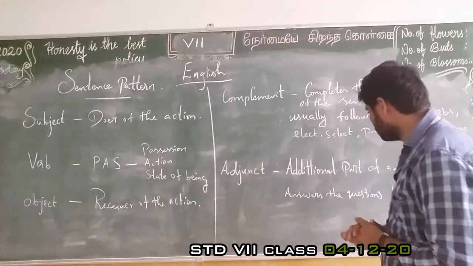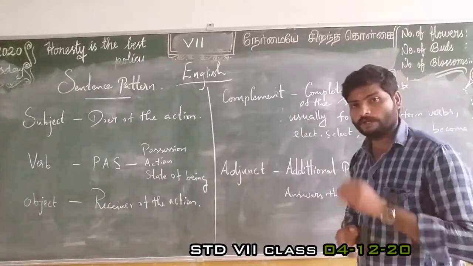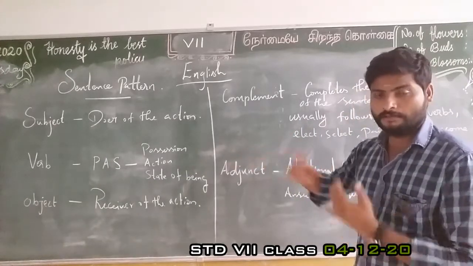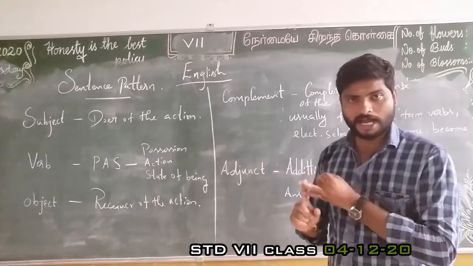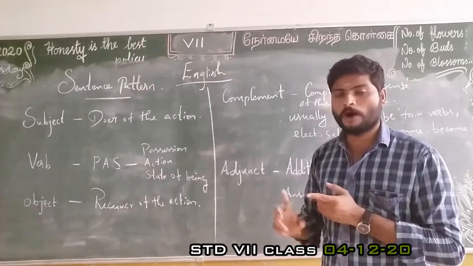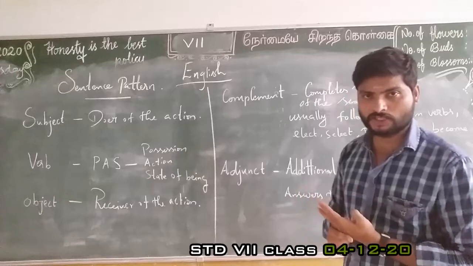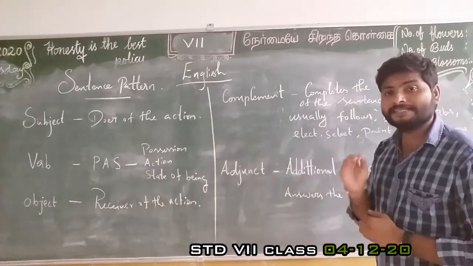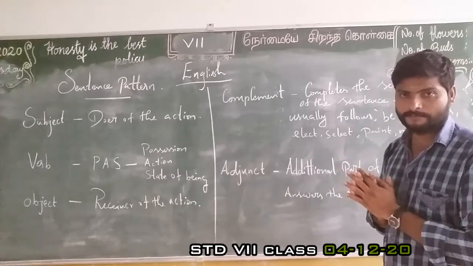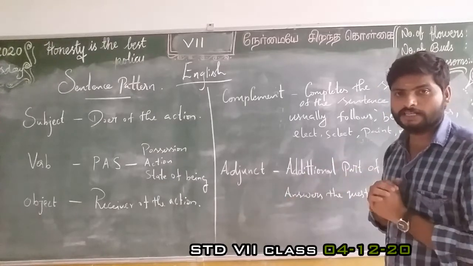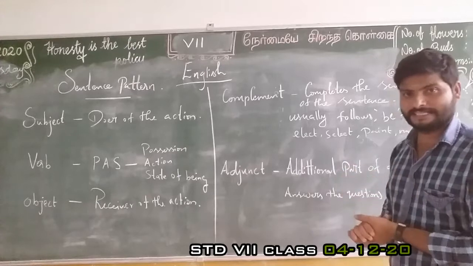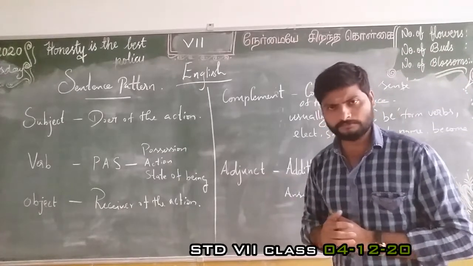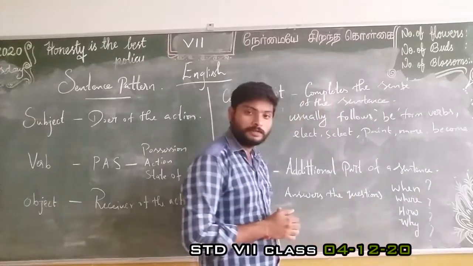Clear? Okay. So subject is the doer of the action of active. Verb: possession, action and state of being. Object, a receiver of the action of active. Complement completes the sense of the sentence. And adjunct is an additional part to a sentence. How do we find that adjunct part? It's very important and quite easy also.